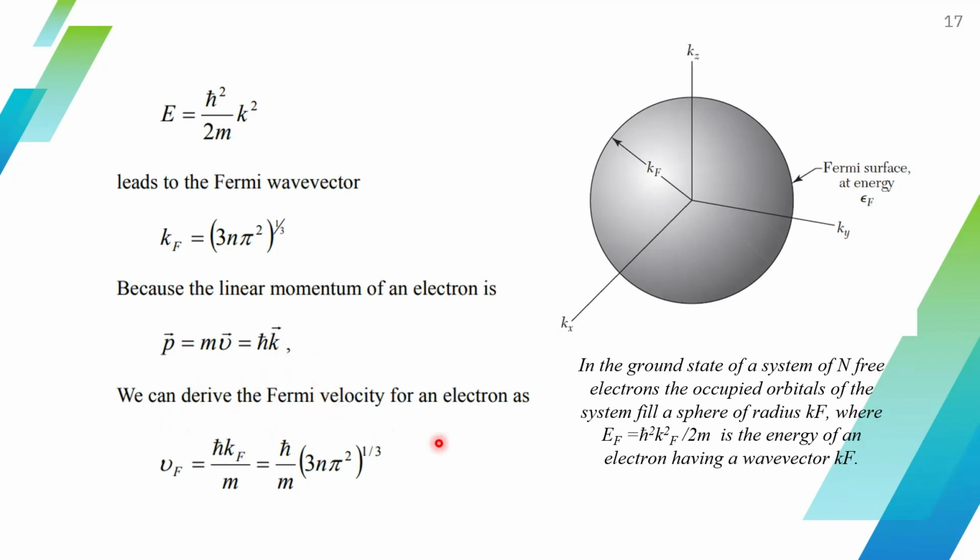So we derived the Fermi velocity of an electron as Vf equals ħkf by m, which is equals to ħ by m into (3π²n)^(1/3). Here we can observe in this figure, in the ground state of a system of N free electrons, the occupied orbitals fill a sphere of radius kf, where EF equals ħ²kf² by 2m is the energy of an electron having a wave vector kf. And here is the Fermi surface at energy EF.